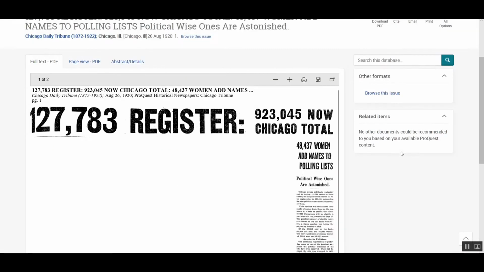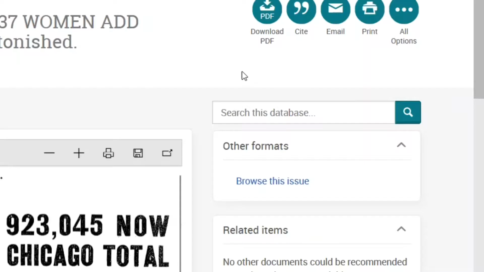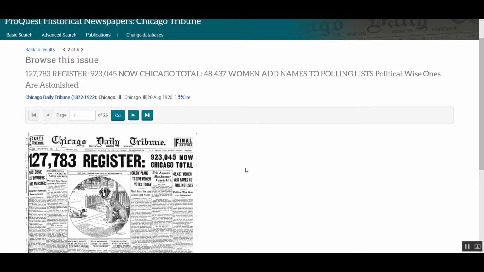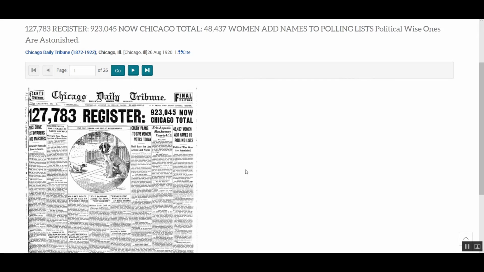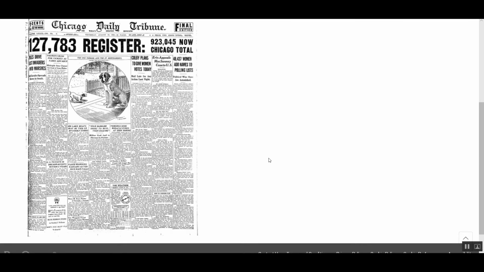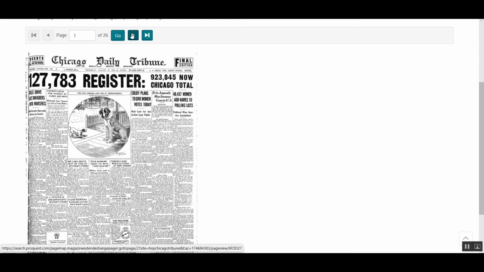This is the article I'm looking for, but I like to go in and say browse this issue, because that lets me see the whole paper for that day. There were a lot of things that happened. Every day a lot of things happened, so we can see the topic that we're researching, but we can also then see what else was going on. And sometimes you'll find things that are relevant directly to what you were looking for.